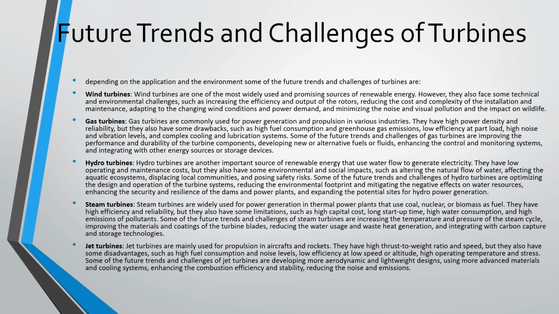Hydroturbines. Hydroturbines are another important source of renewable energy that use water flow to generate electricity. They have low operating and maintenance costs, but they also have some environmental and social impacts, such as altering the natural flow of water, affecting the aquatic ecosystems, displacing local communities, and posing safety risks.